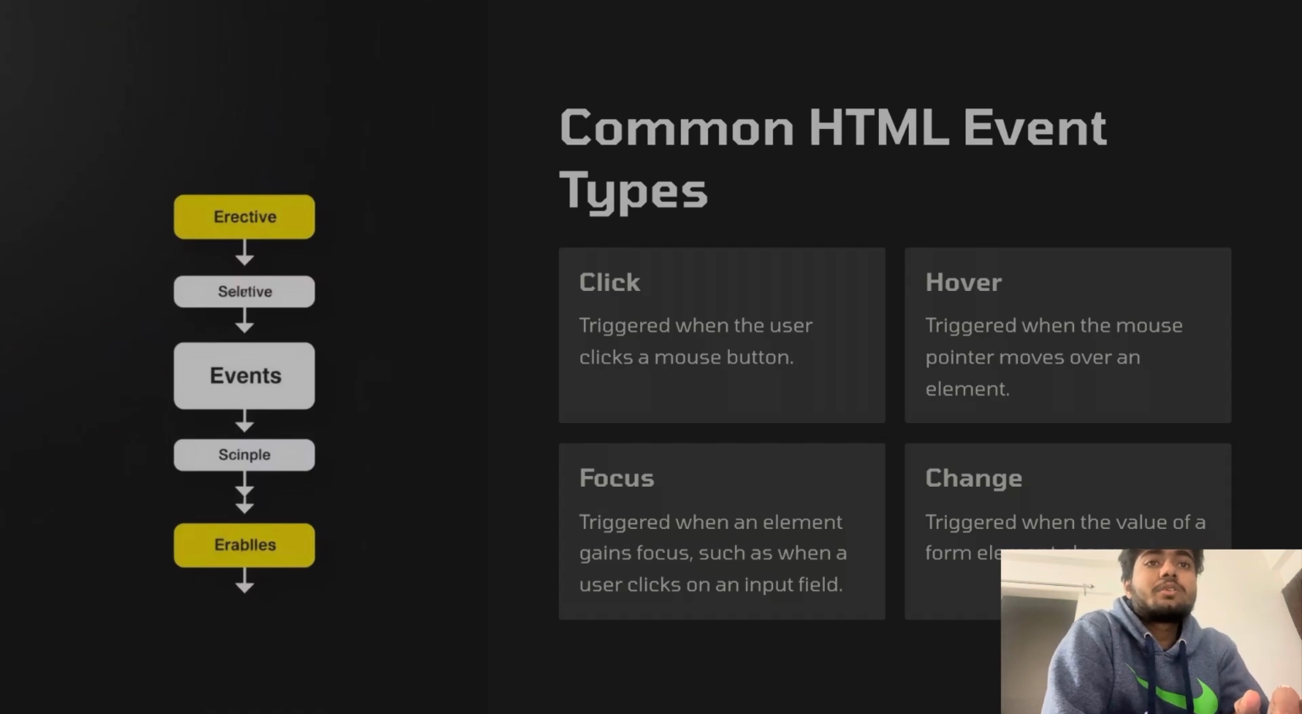So let's look at some of the most common event types in HTML. First, mouse events. In mouse events, click and hover are the types. Click means triggered when the user clicks a button. Hover means activated when the mouse pointer moves over an element. Second, keyboard events. In this, keydown and keyup. Keydown means triggered when a key is pressed. Keyup means activated when a key is released.